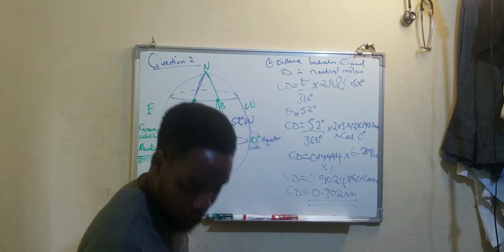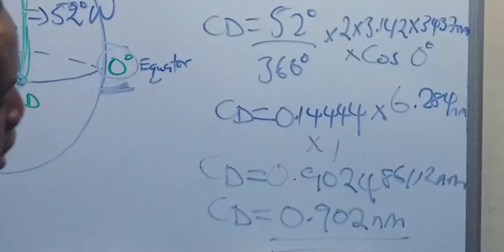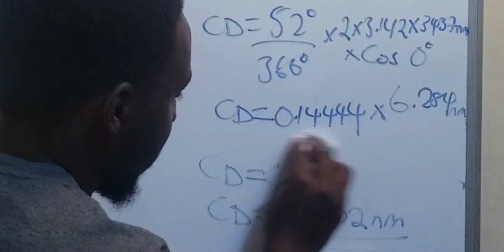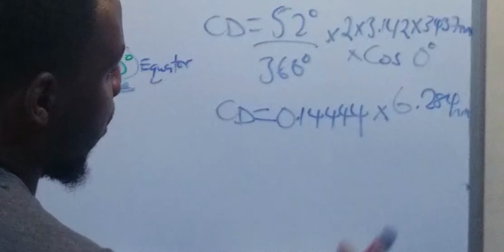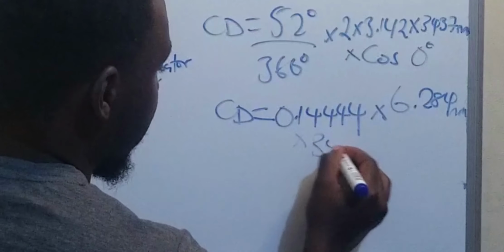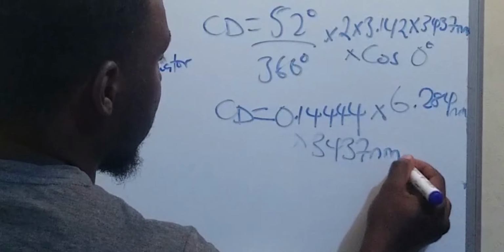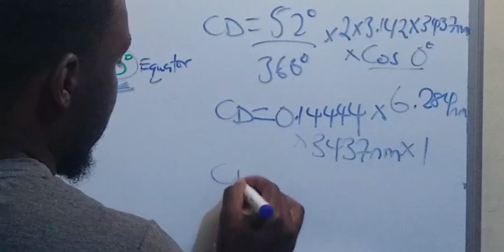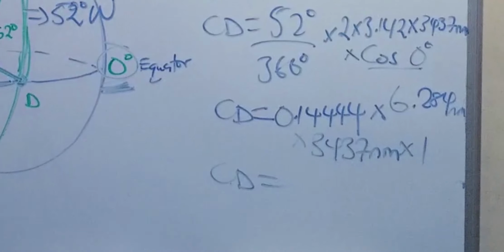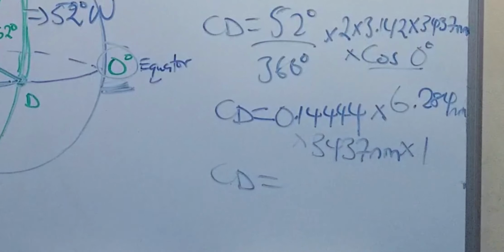Sorry, we have actually left out 3437 nautical miles. 3437 nautical miles multiplied by 3437 nautical miles. And we have said cos 0 is actually 1. So CD is equal to 0.1444 multiplied by 6.284 multiplied by 3437.